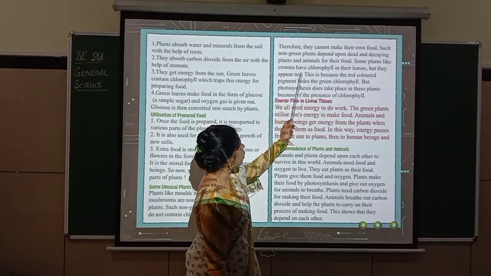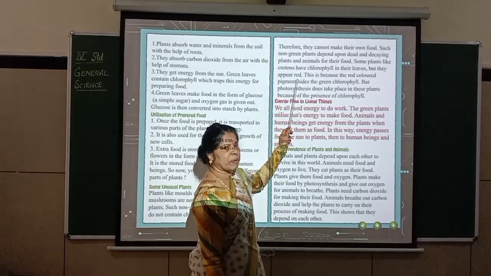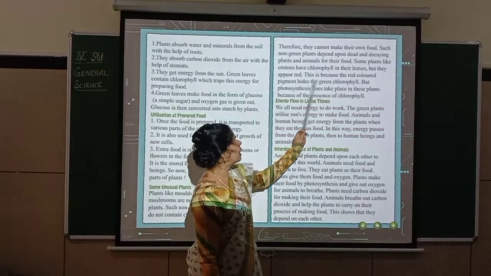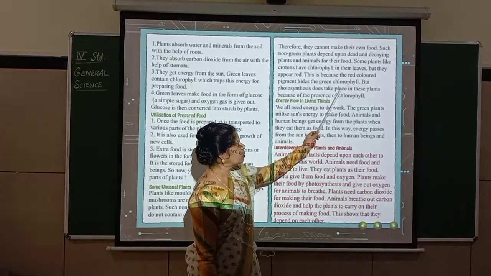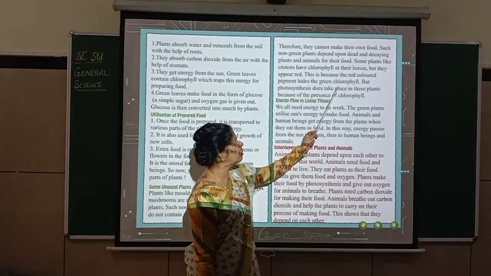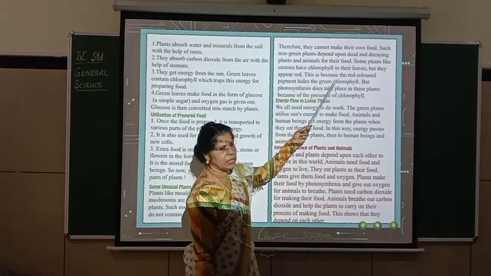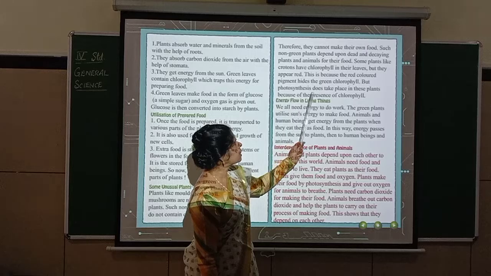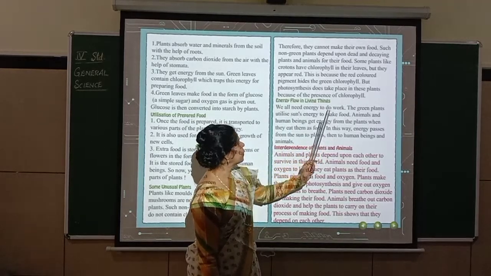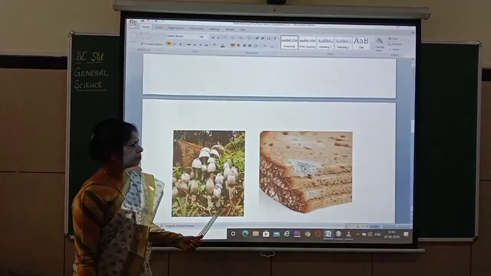Some plants like protons have chlorophyll in their leaves, but they appear red. Protons, they appear red. This is because the red colored pigment hides the green chlorophyll. Though it looks red, but what is there? There is presence of chlorophyll. Because the red pigment is more than green pigment chlorophyll, the proton leaf looks red in color. But photosynthesis does take place in these plants because of the presence of chlorophyll. So now let us see the unusual plants.